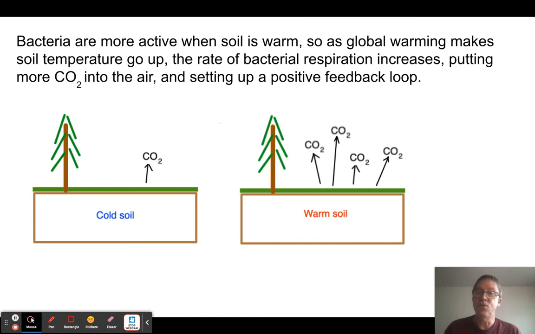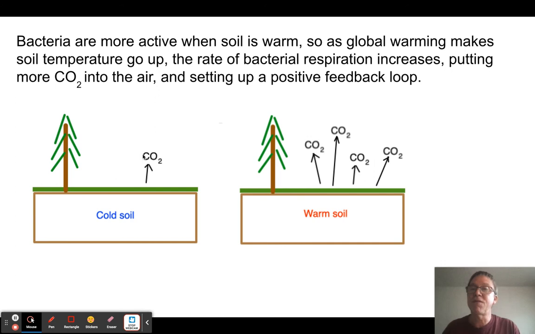And you won't be surprised to learn that bacterial metabolism increases with temperature. The warmer it is, the faster bacteria multiply. That's why you keep food in the refrigerator, not on the counter, because you want to reduce the rate at which those bacteria are multiplying. Keep in mind, each bacterium is going to respire and put carbon dioxide into the atmosphere. Well, it turns out when soils get warm, those bacteria multiply faster. They're more active. They eat quicker, and they respire more, so they put more carbon dioxide in the atmosphere.